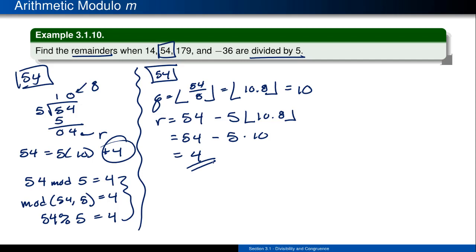At the end of the day, this is probably a little bit more work, but this is actually something that's easy to code into a computer. It's just one line of code. It's just, okay, what is your remainder? It's just going to be your initial number minus the divisor multiplied by the floor of that quotient. So at the end of the day, you see that this remainder is also going to be a 4.